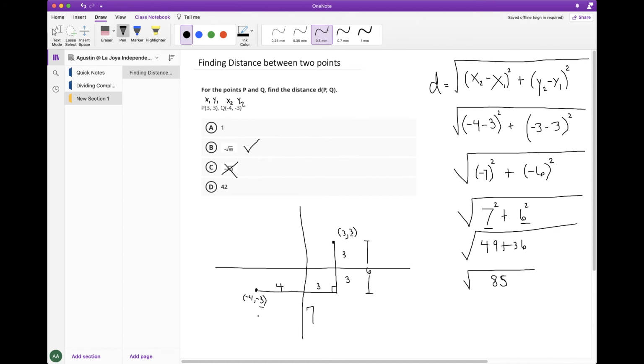So using the Pythagorean theorem, we know the two legs are 7 and 6. This is our distance. This is what we're looking for right here, which is our hypotenuse of a right triangle. So that's when we jump in on this step right here during the Pythagorean theorem. We're going to take each number, square it, add them up, and then take the square root.